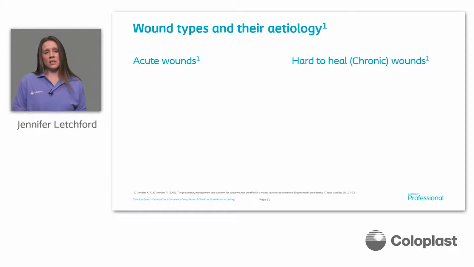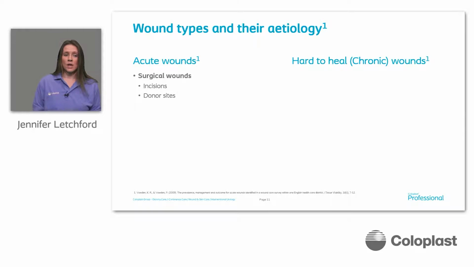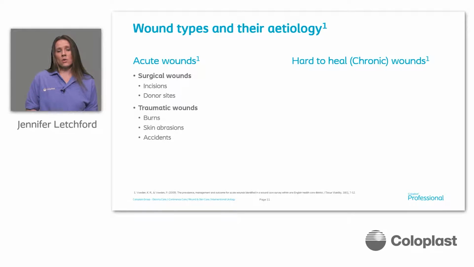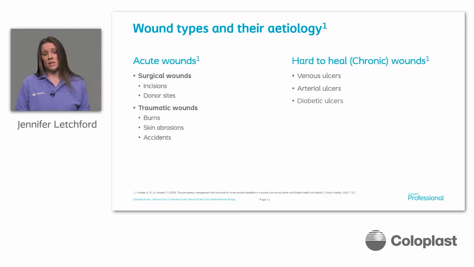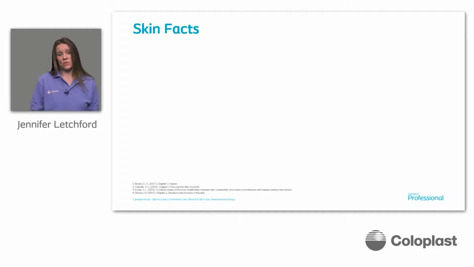So, wound types and their etiologies. We can split this into two areas. It can either be acute wounds or hard to heal chronic wounds. Acute wounds generally consist of surgical wounds, incisions, donor sites, or traumatic wounds such as a burn, skin abrasion, or an accident. You might have a skin tear, for example. Hard to heal chronic wounds would include venous leg ulcers, arterial leg ulcers, diabetic foot ulcers, and pressure ulcers, and actually they're the more complex wounds to manage.